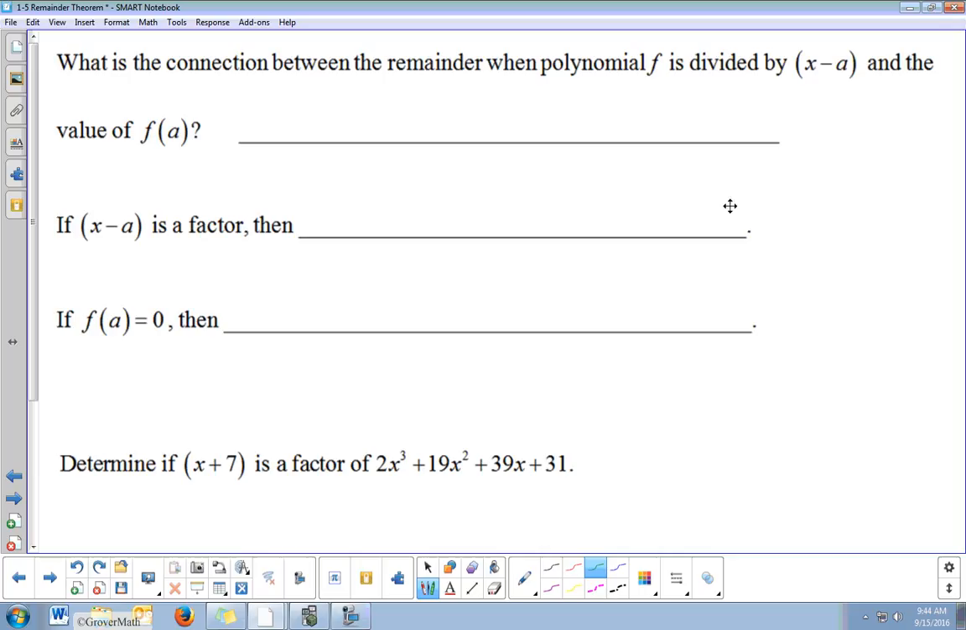So if we put this in almost like a definition context here, what is the connection between the remainder when polynomial f is divided by x minus a? The value of f of a equals the remainder when the function is divided by x minus a. So f of a equals the remainder.